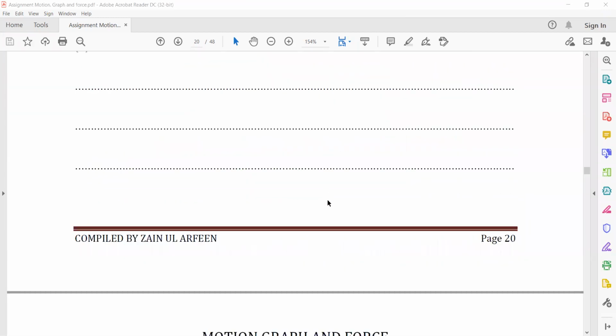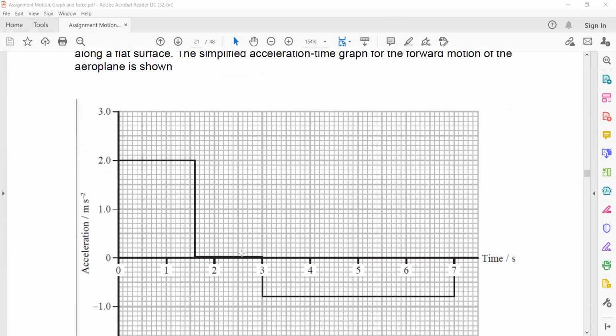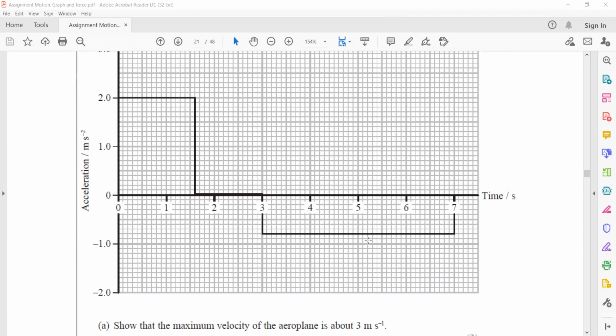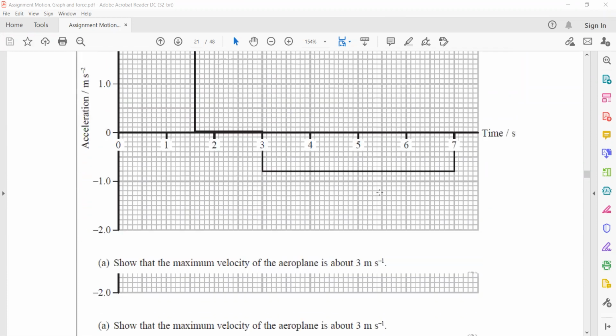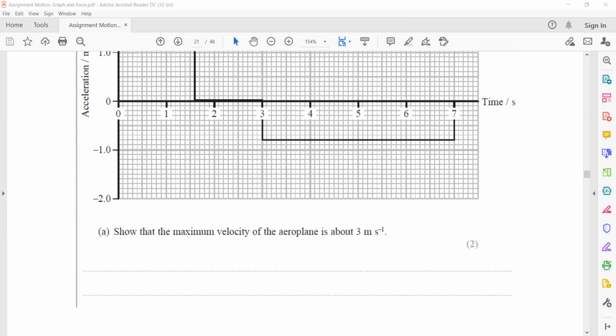In question 24, the aeroplane is pulled backward and released and then moves forward in a straight line. An acceleration-time graph is given. Acceleration is constant, then no acceleration, which means constant speed, and then again constant deceleration. So the maximum velocity of the airplane is about 3 meters per second.